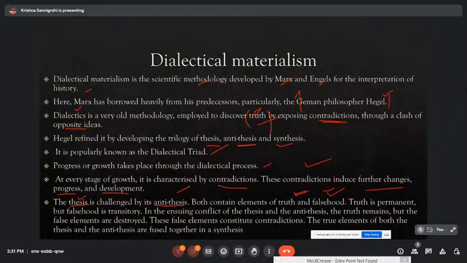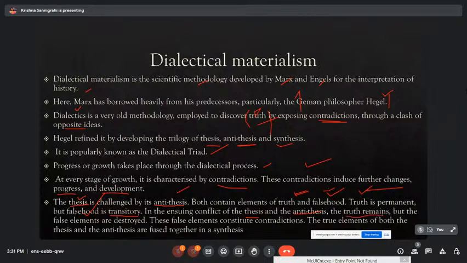Truth is permanent, but falsehood is transitory. That is, if something is true, it is going to stay till the end. If something is false, then it will move out of the scene very easily. It is transitory. So in the ensuing conflict of the thesis and the antithesis, the truth remains. So in the conflict of the thesis and antithesis, what happens?